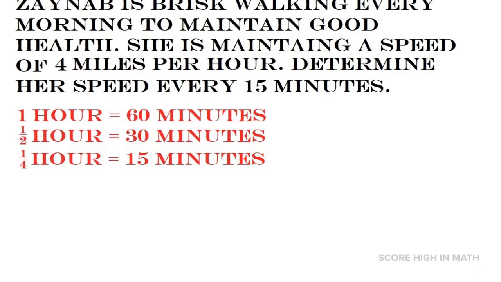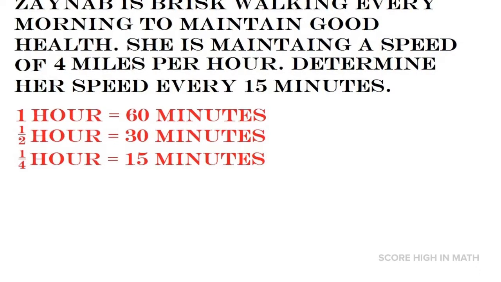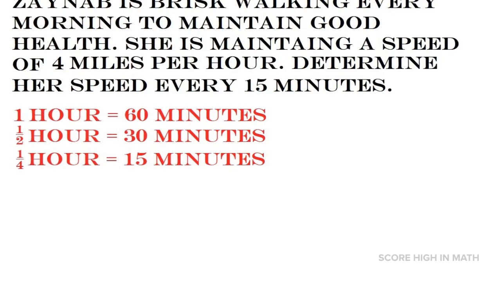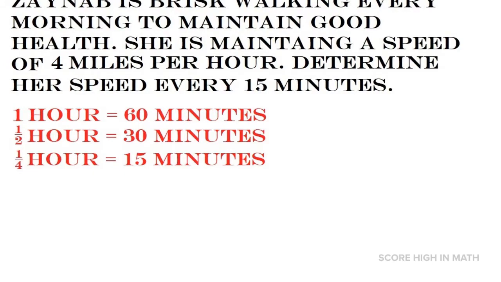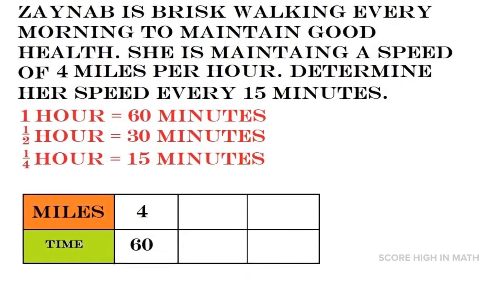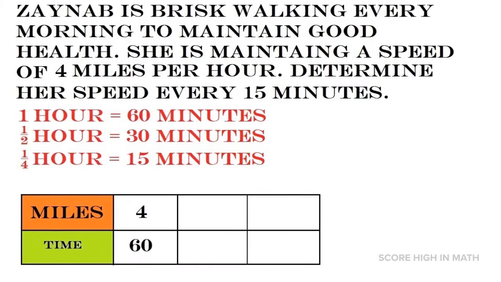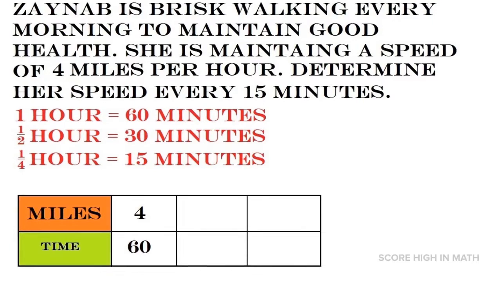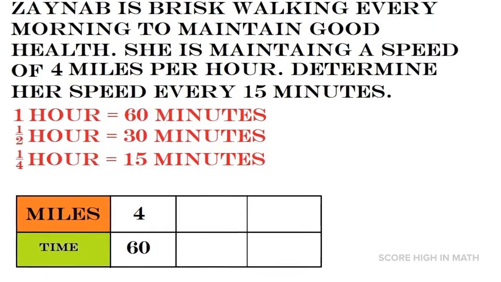So let us convert 1 hour into minutes. 1 hour is 60 minutes, half hour is 30 minutes, and 1/4 hour is 15 minutes. By drawing a ratio table, we are going to have 2 rows again. The first row is miles and the second is time. So we have 4 miles and 60 minutes.